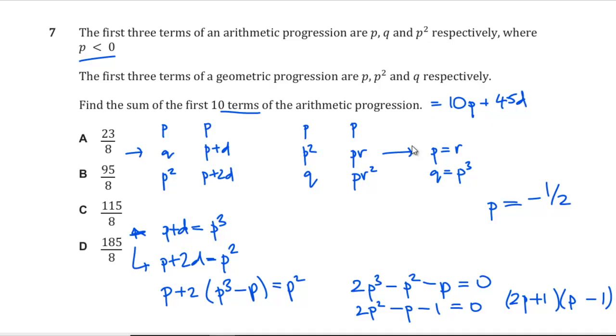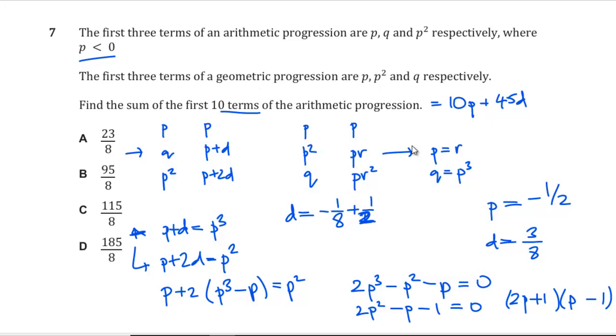And then I've got to get what D is. So where am I getting D? What's my quickest route to D? Well, P plus D is P cubed. Is that going to be what I want? Yeah, probably. So D is P cubed, which is minus 1/8, and then minus P, so plus a half. So that is 3/8. Okay, right, so that's all right.